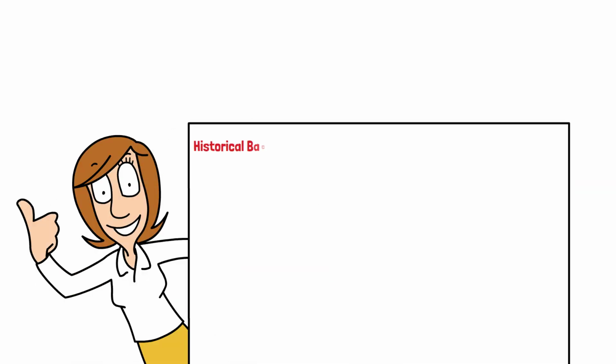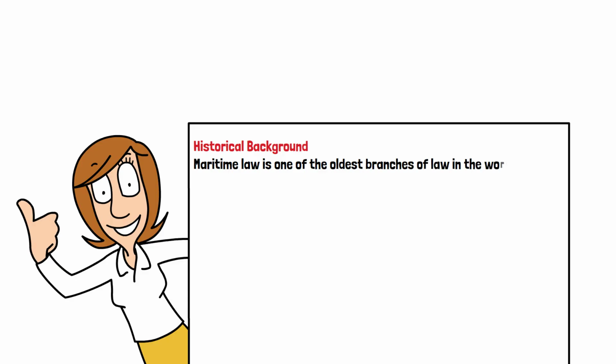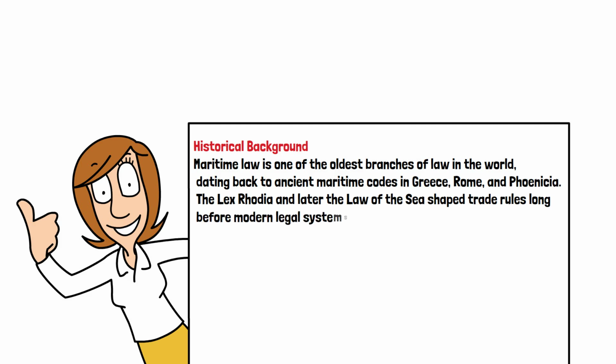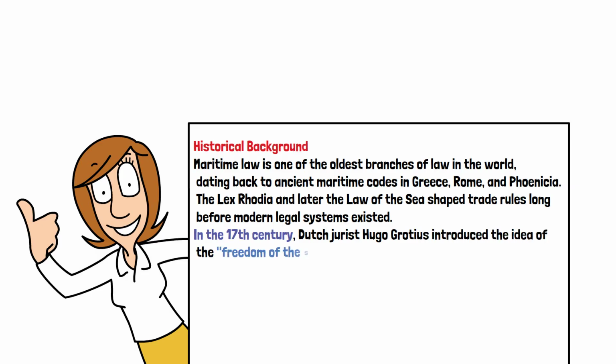Historical background. Maritime law is one of the oldest branches of law in the world, dating back to ancient maritime codes in Greece, Rome, and Phoenicia. The Lex Rhodia and later the law of the sea shaped trade rules long before modern legal systems existed. In the 17th century, Dutch jurist Hugo Grotius introduced the idea of the freedom of the seas, which became the foundation of modern international maritime law.